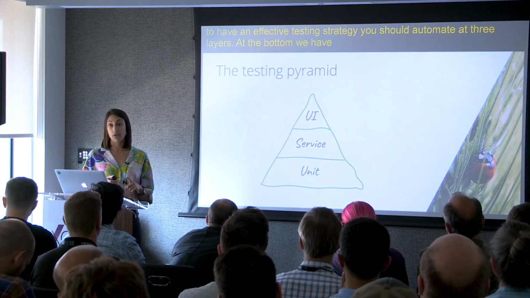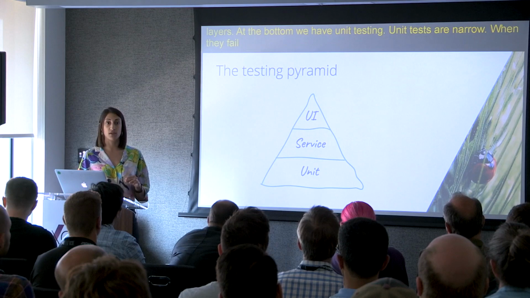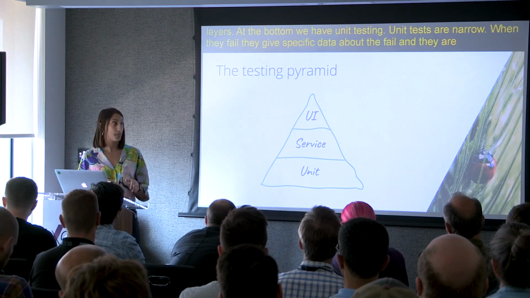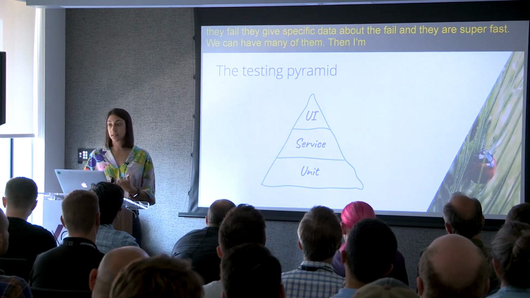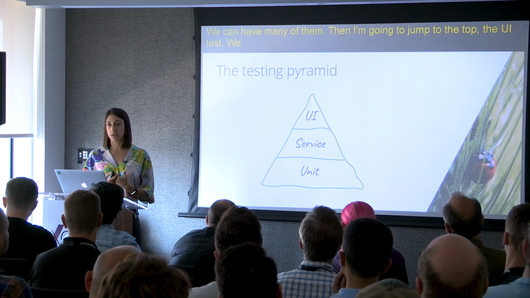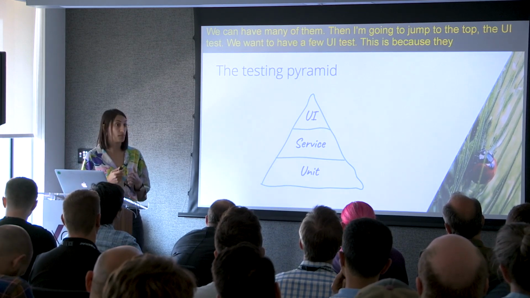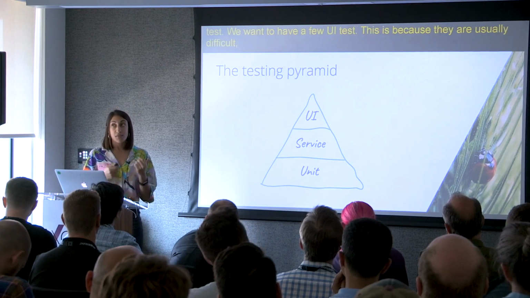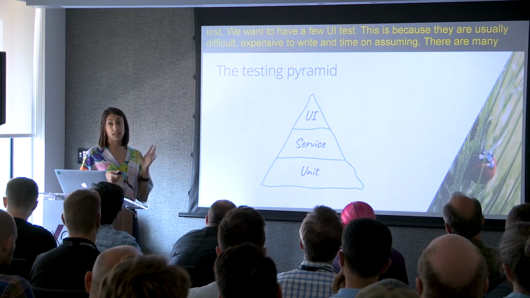Unit tests are narrow, so when they fail, they give us specific data about the failure, and they are super fast, so we can have many, many of them. Then I'm going to jump to the top of the pyramid where we have the UI tests. We want to have just a few UI tests, and this is because UI tests are usually brittle, expensive to write, and time-consuming. So, although there are many behaviors that we want to test, not all of them need to be tested at the UI level.